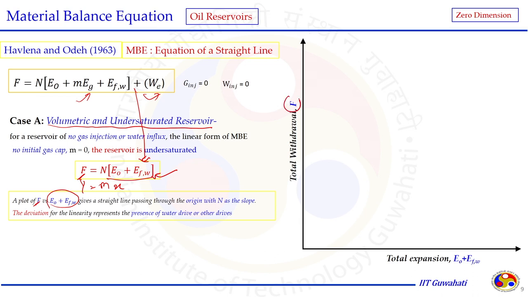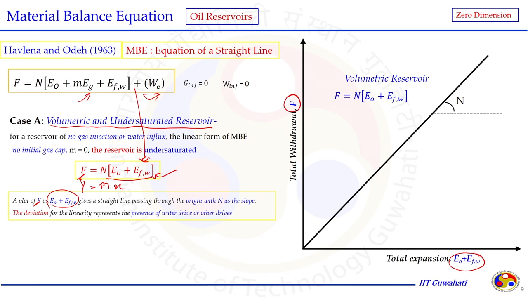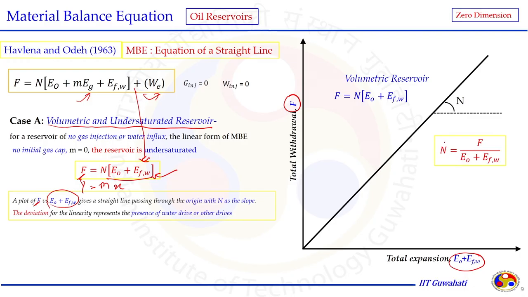So let's see, when we are having F on the y-axis, the combination of EO and EFW on the x-axis, and plotting the data for the volumetric reservoir, we are supposed to get a straight line, and the slope of that straight line should give us the value of N, that is the initial oil present in the reservoir. Any deviation from this straight line simply says the assumption that we made about the reservoir, or the way we simplified the equation, is not valid. There is some other drive mechanism also responsible to contribute to the oil production. It means the water drive, that is the most dominating drive present in the reservoir formation, may be contributing significantly towards the production, and hence the deviation from this straight line is the indication of not following the assumptions that we made. So this straight line is going to give us the slope N, that was the unknown in this expression.